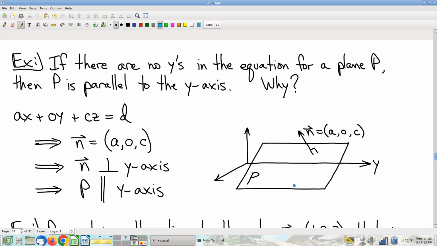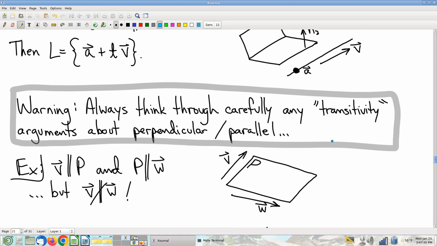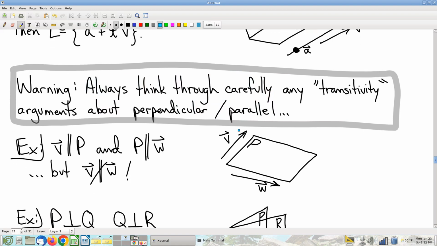And likewise here, I had that this vector is parallel to this plane. This plane is perpendicular to that normal vector, and therefore this vector by transitivity must be perpendicular to that normal vector. So again, I'm calling these transitivity arguments. The big warning I want to give you is always think it through carefully. Not all transitivity arguments that look like they ought to be true on the page are. Very often, symbolically, it'll look like it ought to be true, but it isn't.